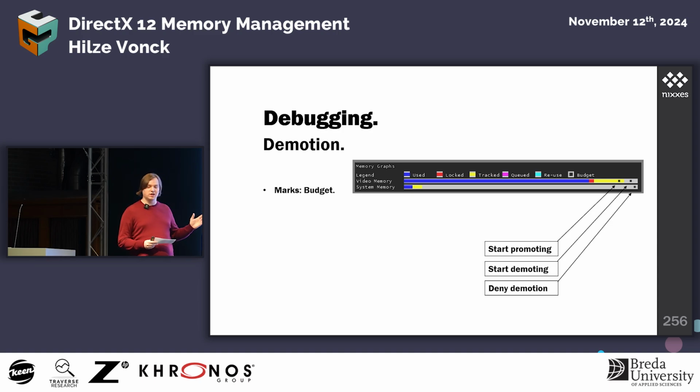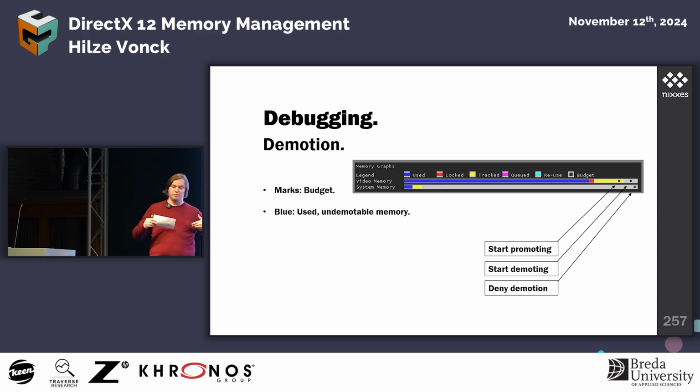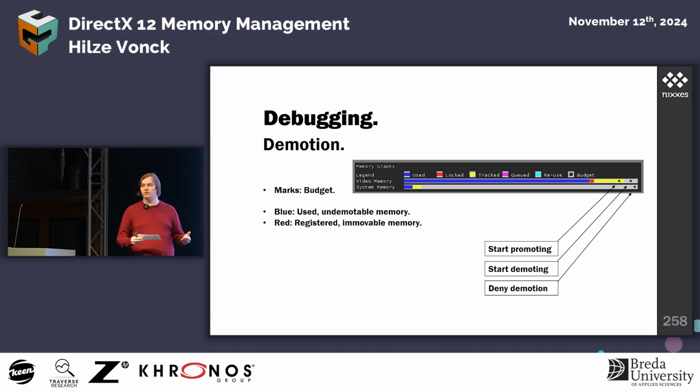Each color here actually indicates how we can interact with it. So I'd like to go over those, starting off with blue. Blue is memory that is not registered for the demotion system. This means that this memory is always locked in place. Red means that it is registered, but it's currently immovable. It has been locked. Memory that is locked generally are textures which currently have a MIPS operation in progress.